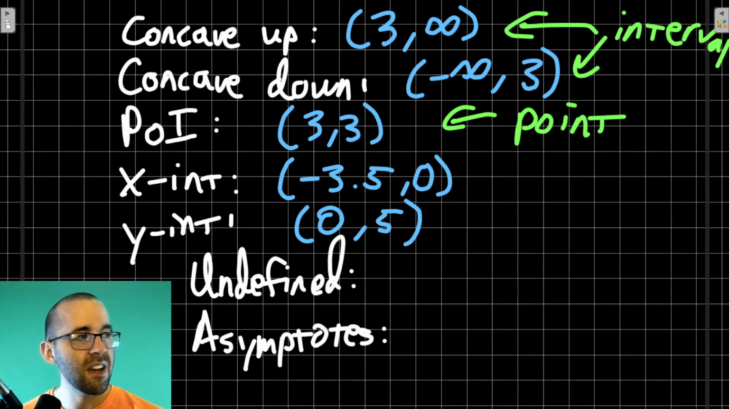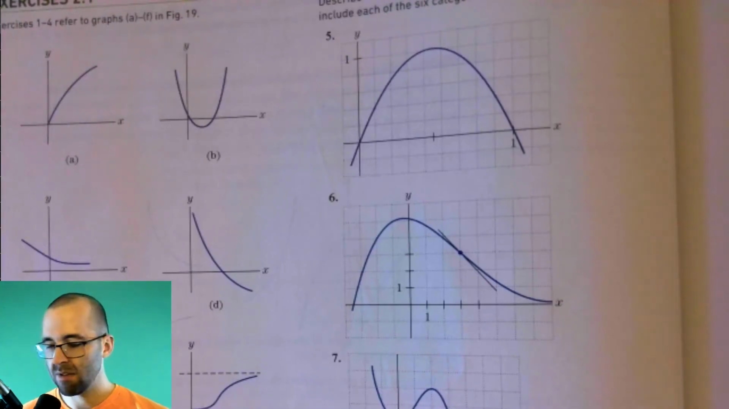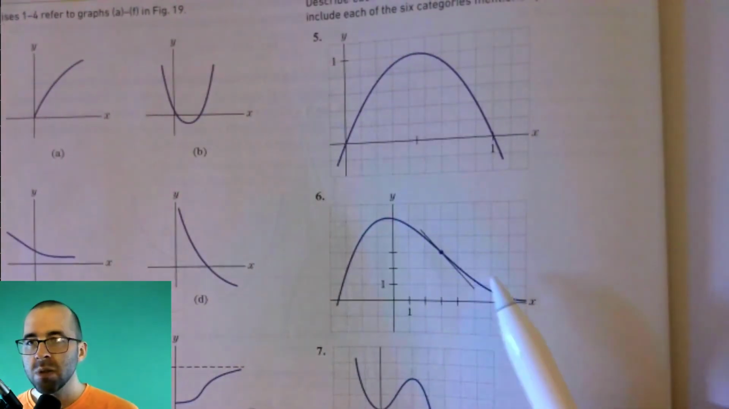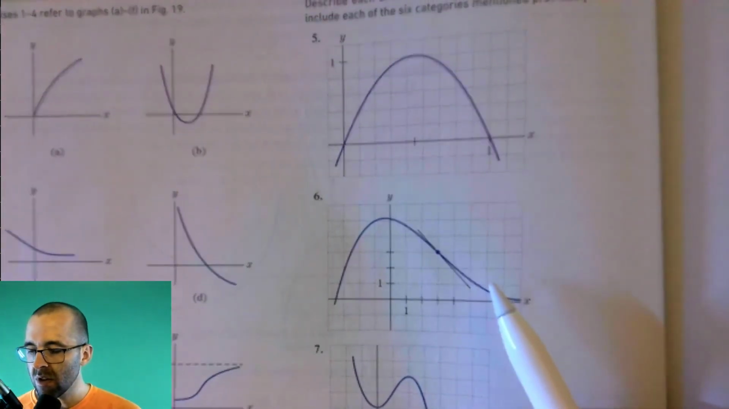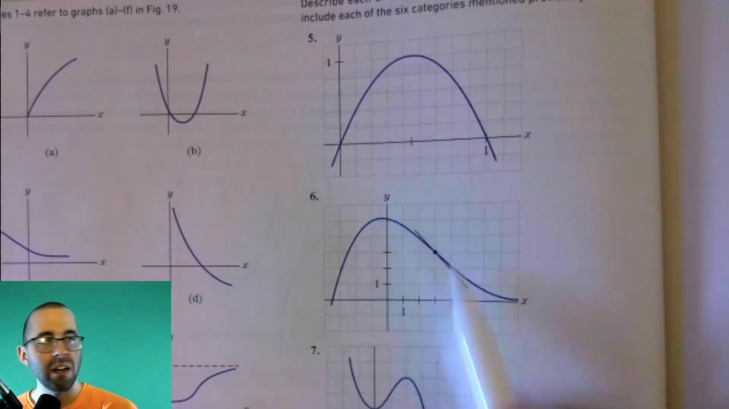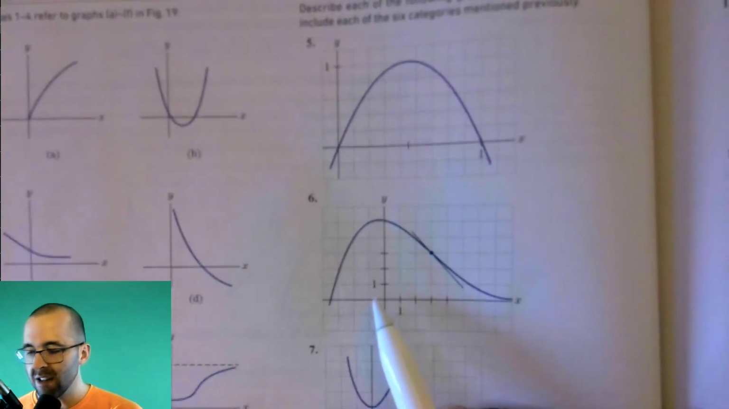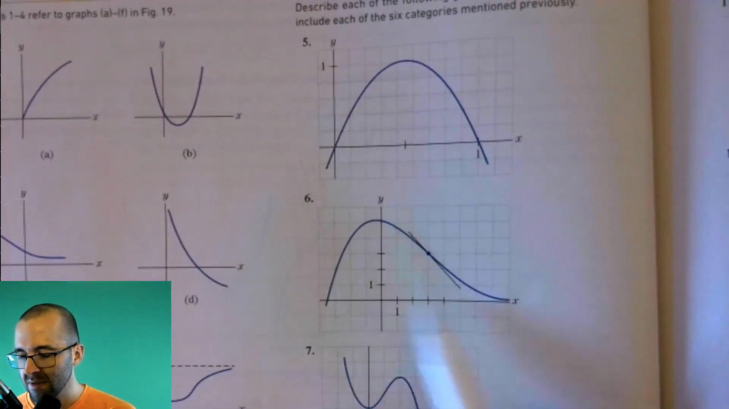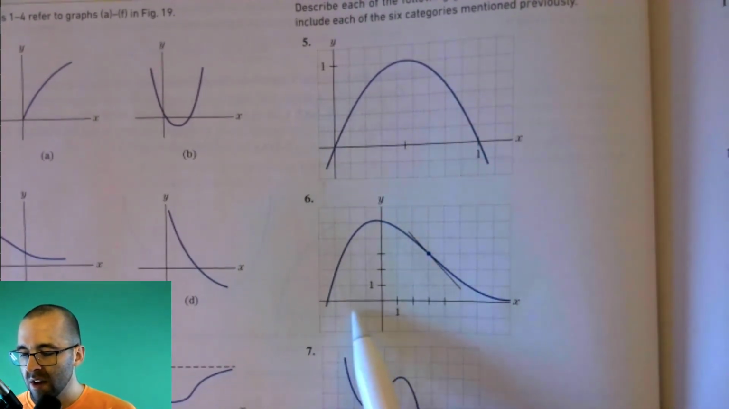All right, last two things. Where is this function undefined and what are its asymptotes? There are no open circles. There's no shooting off to infinity. It's defined everywhere.